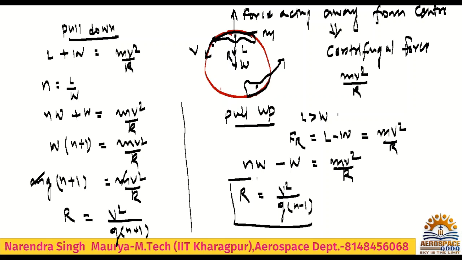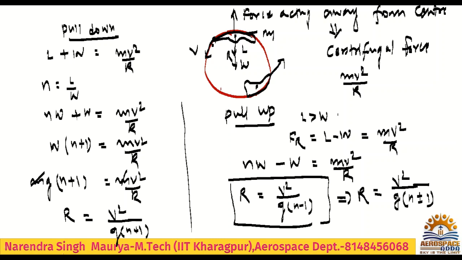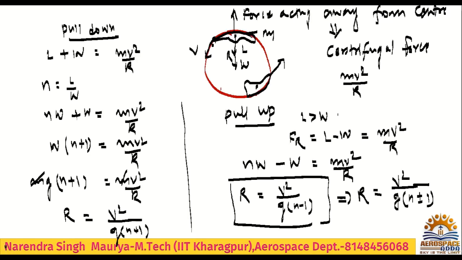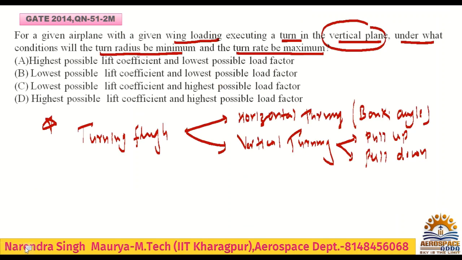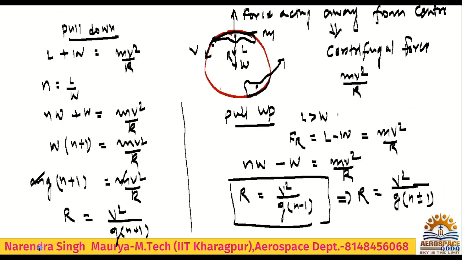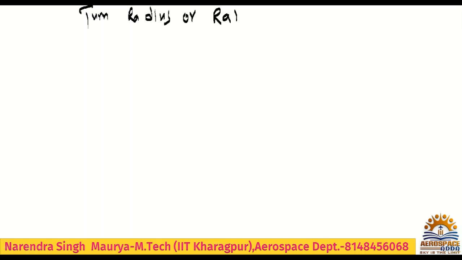So for both cases, up or down doesn't matter. Only change will be plus minus. So the overall idea is turn radius is nothing but v square divided by g into n plus minus 1. This is called radius of turn or turn radius. What they had asked was turn radius and turn rate. It is called turn radius or radius of turn. R is equal to, just now you have calculated, v square divided by g into n plus 1.